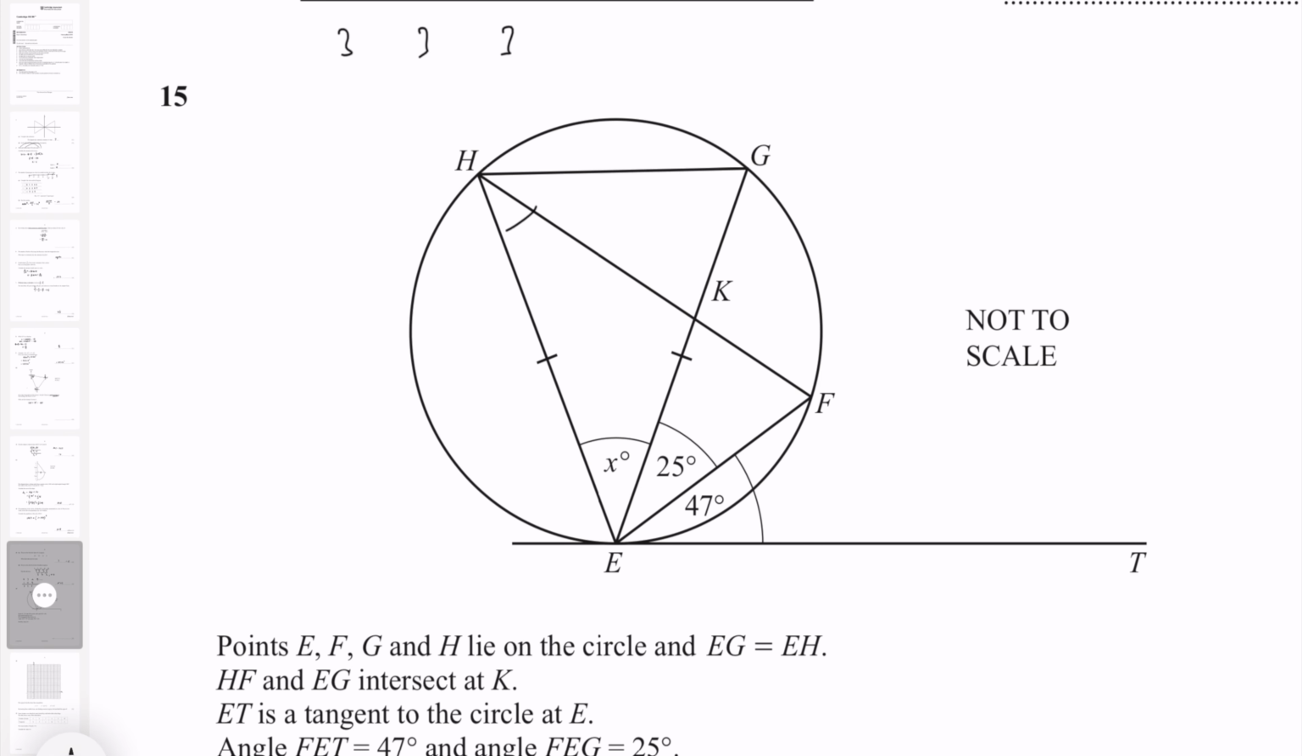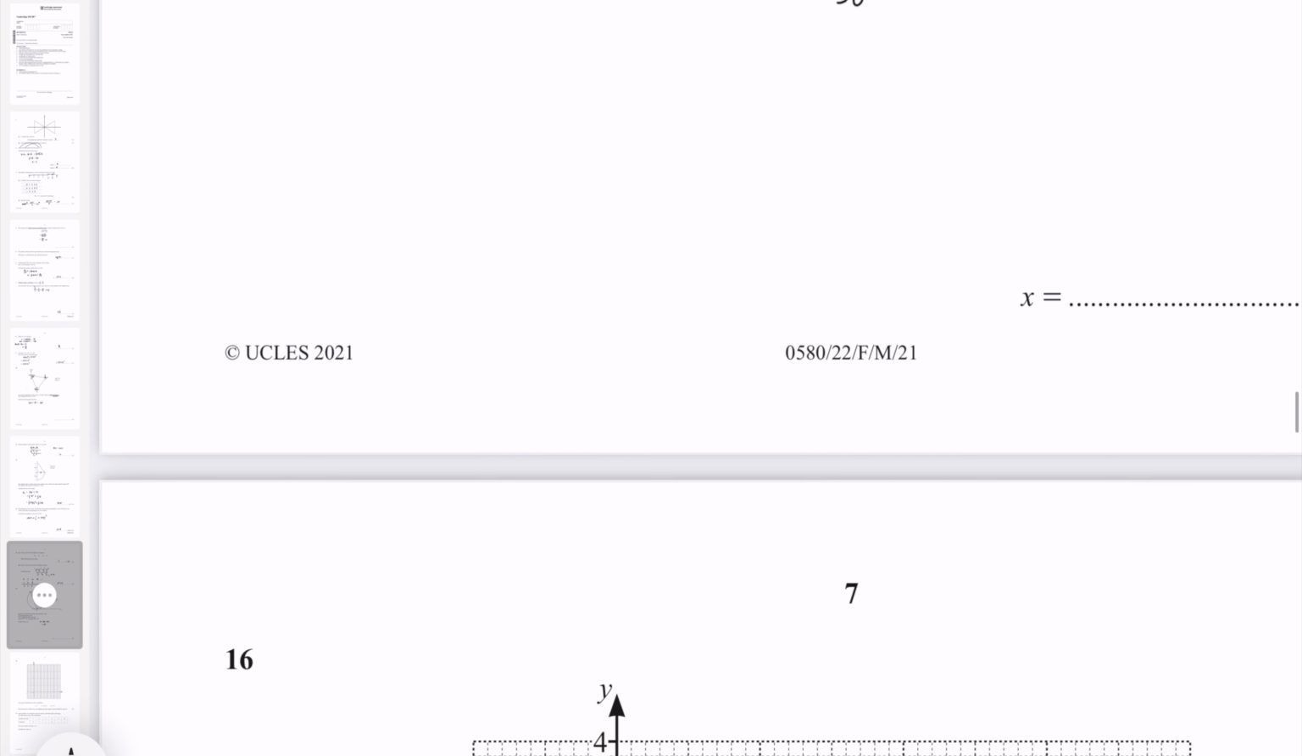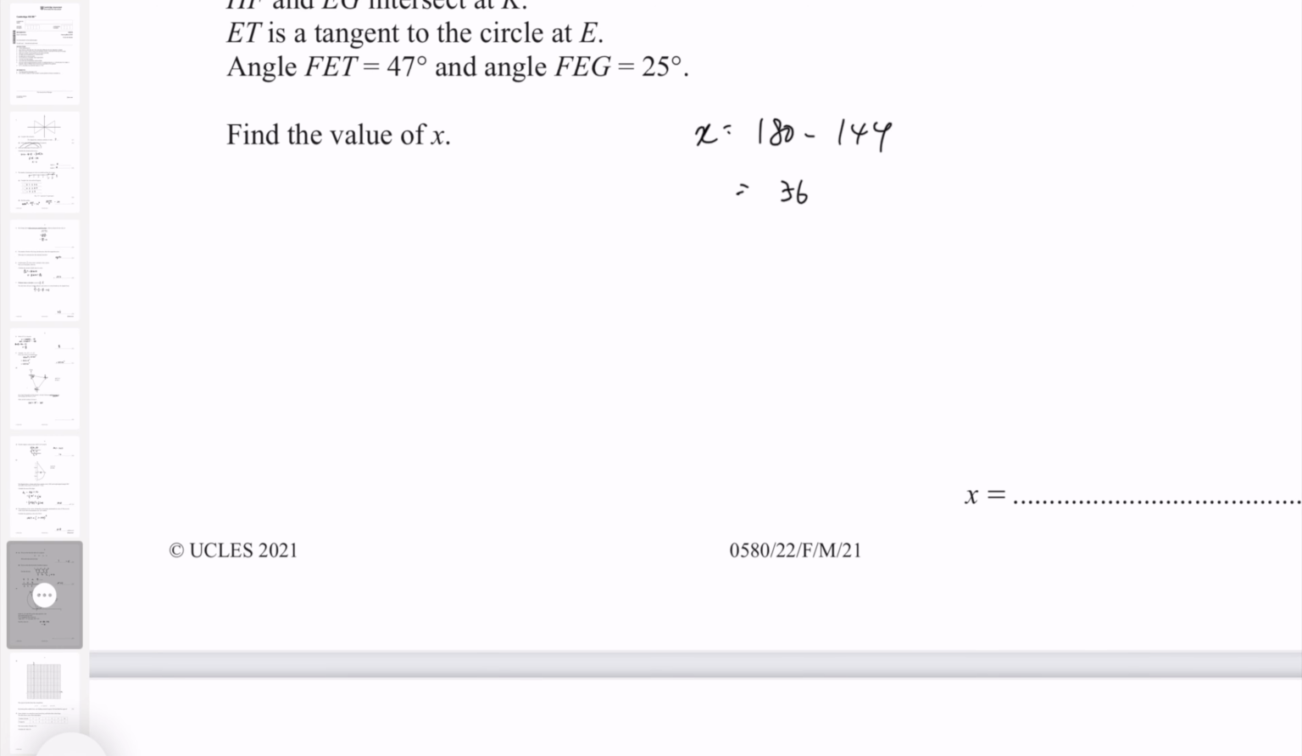47. This will be 47. And that will be 25. So if I add them together, because these two are the same, this is also 25 plus 47. That's 72. So multiply that by 2. X will equal 180 minus 144. So that's 36 degrees. All right, I'm done. Now let's keep going. Oh, 36 is just 36. Okay, this is 36.